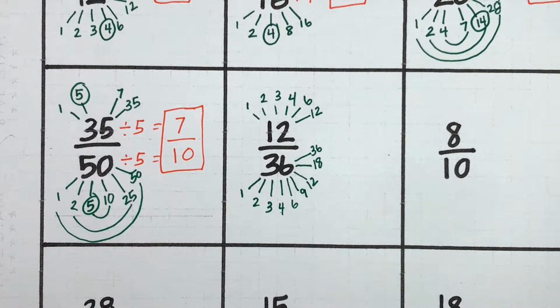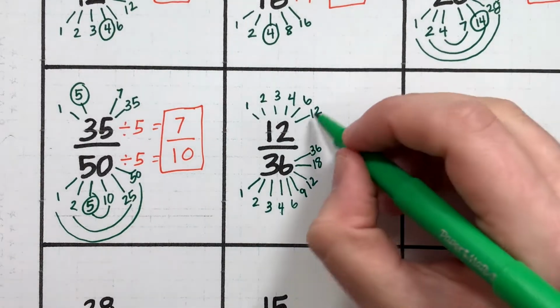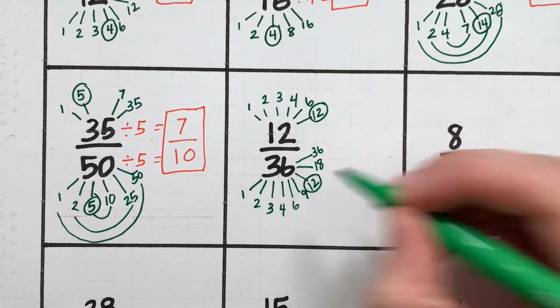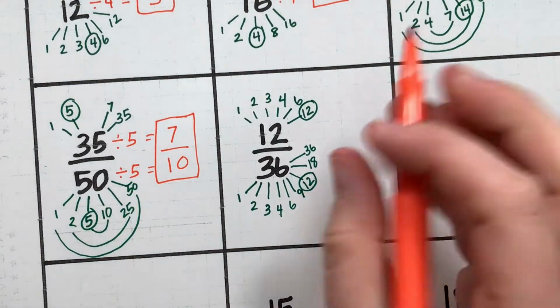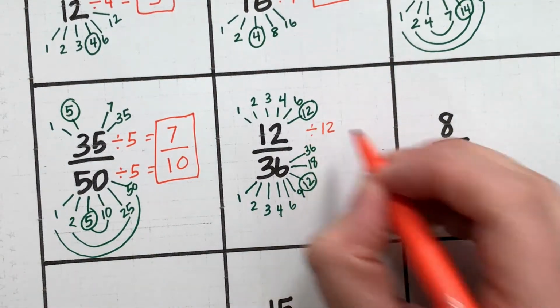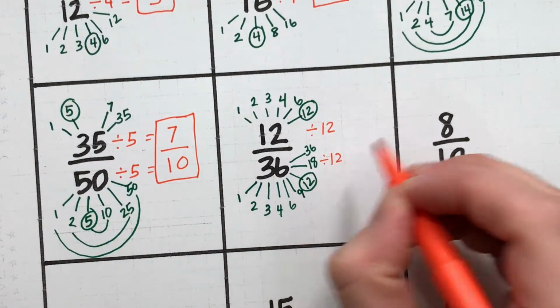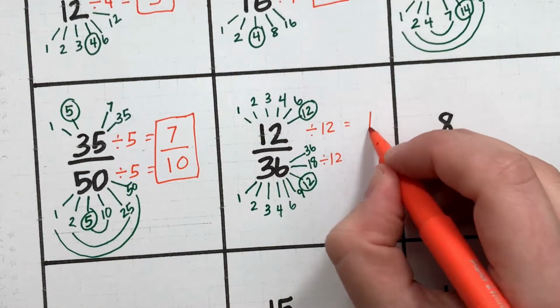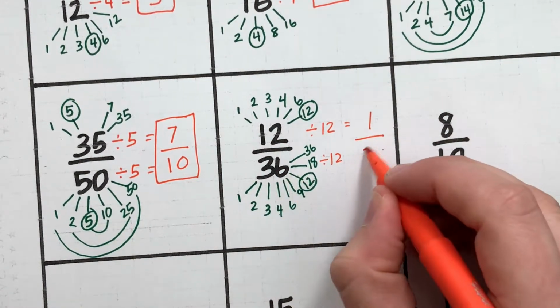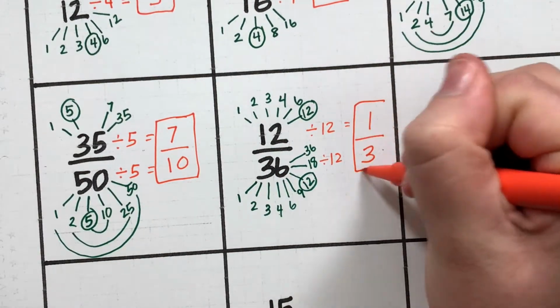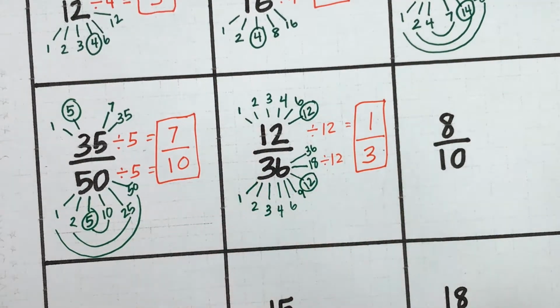Doesn't have to look pretty, just as long as you get them all down, and then you're able to figure out what the greatest common factor is. So in this case, it's 12. And then we're going to divide both sides by 12. So 12 divided by 12 is 1. 36 divided by 12 is 3. So the simplified version of 12/36 is 1/3.